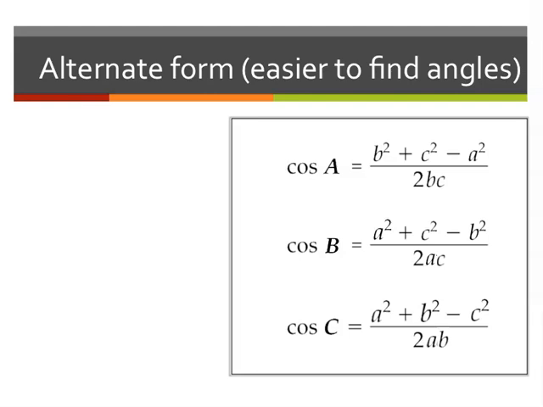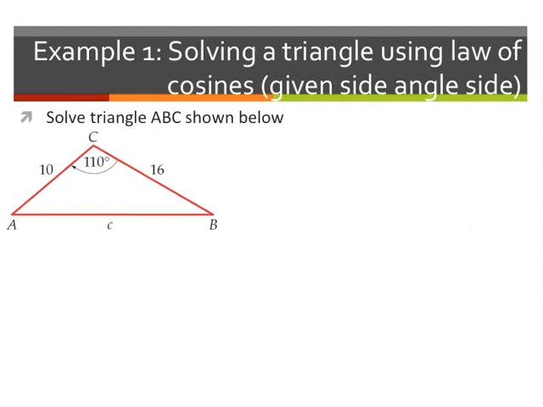Okay, so let's go ahead and see how we can actually use these to find measures within a triangle that's not a right triangle. Here's example 1. We're solving a triangle using law of cosines, given a side, an included angle, and a side. Solve triangle ABC shown below. If it helps you, feel free to label what you have. Angles A, B, and C are already labeled. Side c is labeled already. And 16 would be side a, lowercase a. 10 is across from angle B, so that would be lowercase b.